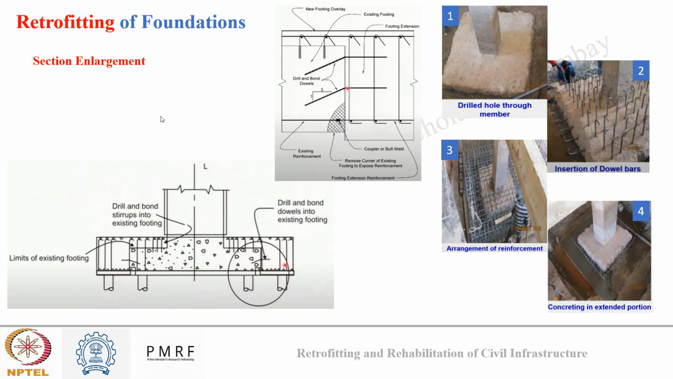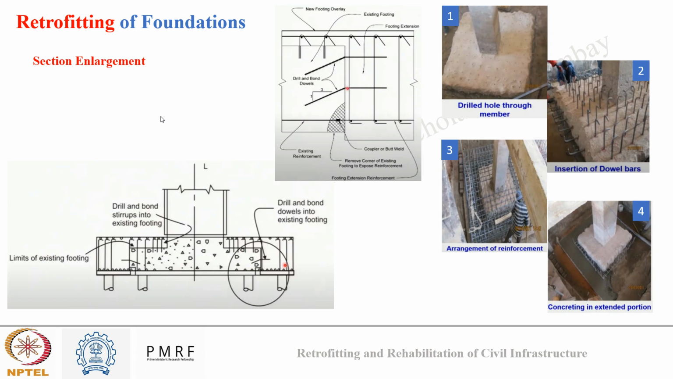The first and the simplest one is section enlargement again. Simply saying, increasing the area of footing will decrease the load acting per unit area of soil underneath, and this will keep the allowable load below the soil bearing capacity. You might have gone through this discussion in foundation engineering: the allowable stress should be lower than the bearing capacity of the soil. So allowable stress can be decreased by increasing the area of footing.